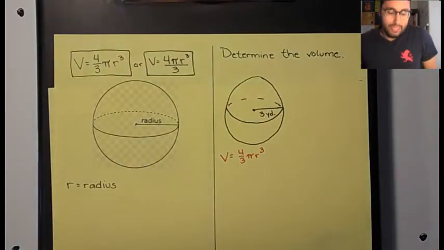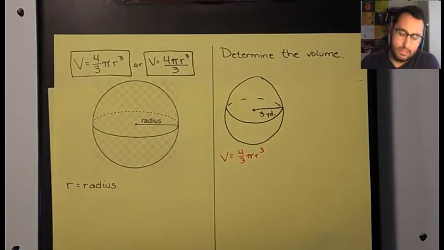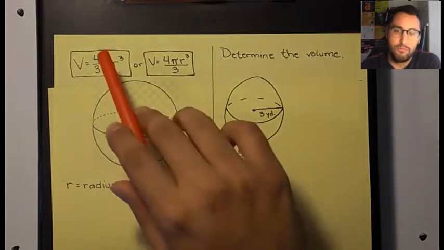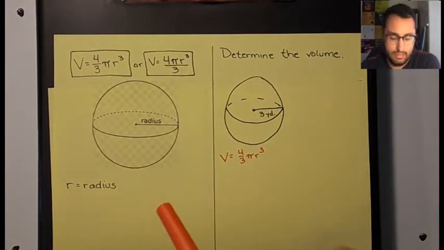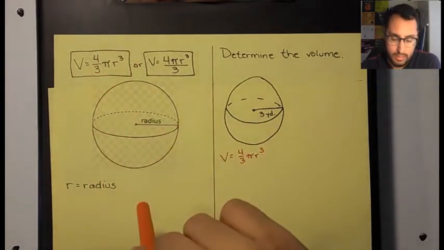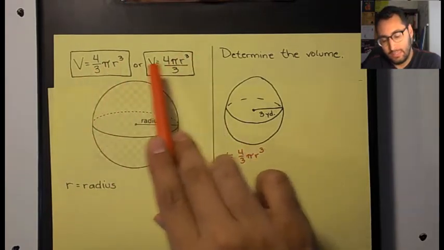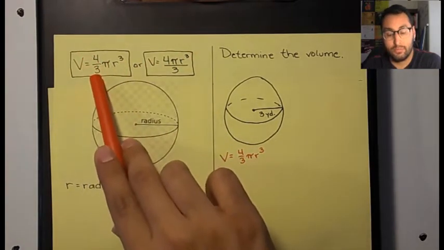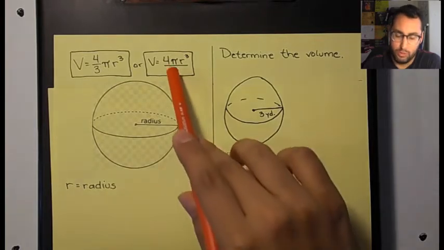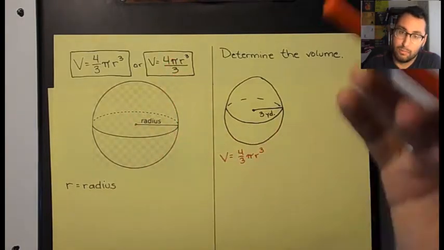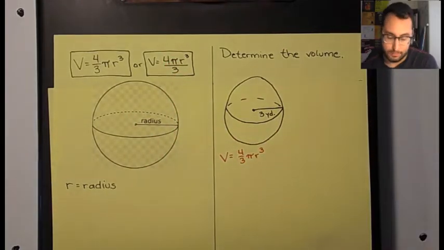The volume of a sphere is written two different ways, but they're pretty much the same exact thing. Volume is equal to 4/3 pi times r cubed. The only difference is that instead of having a fraction out in front, you can separate it: put 4 in the numerator and the 3 in the denominator of this complete fraction.